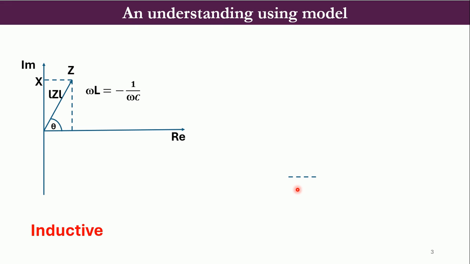If we measure inductance and represent it graphically, we can represent it like this. This is the imaginary axis, this is the real axis, and this is the total impedance Z. This is the reactance X, and this is the real part R. So total impedance Z equals R plus j times X, and the value of the reactance is omega L, which we can represent mathematically as equivalent to minus 1 by omega C. This is what we get when we measure a device as an inductor value.